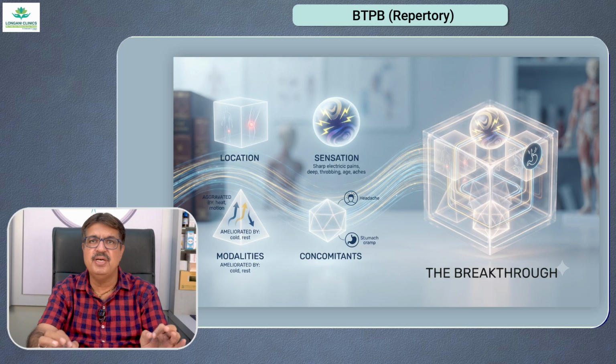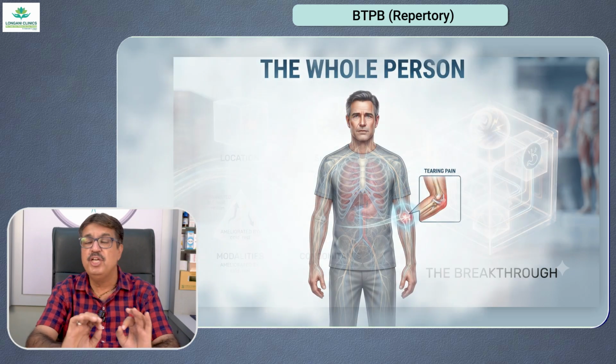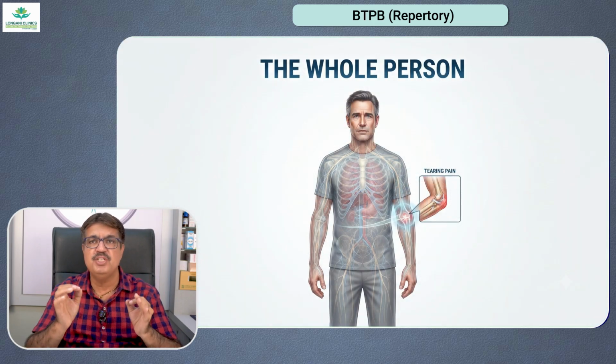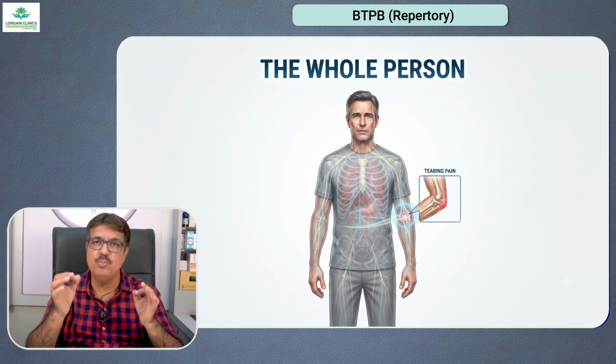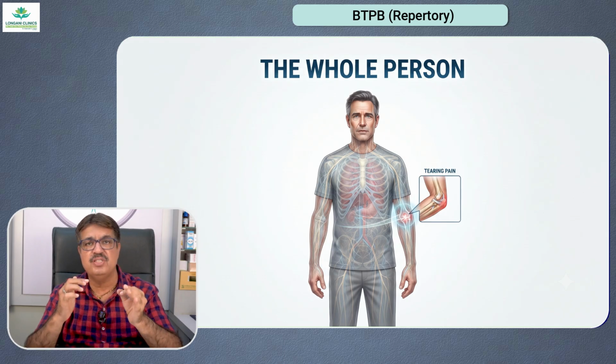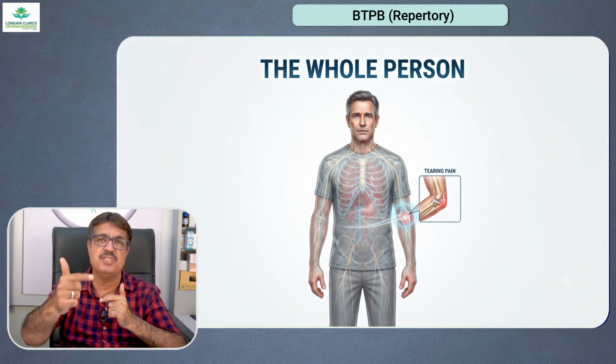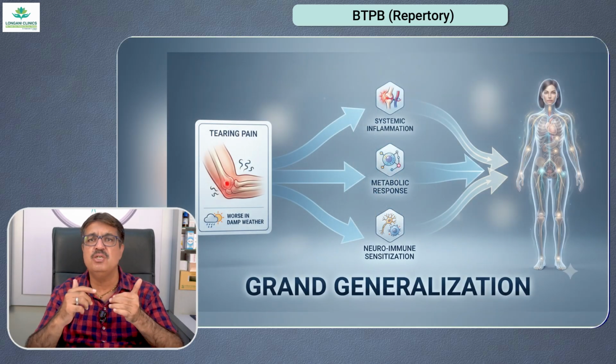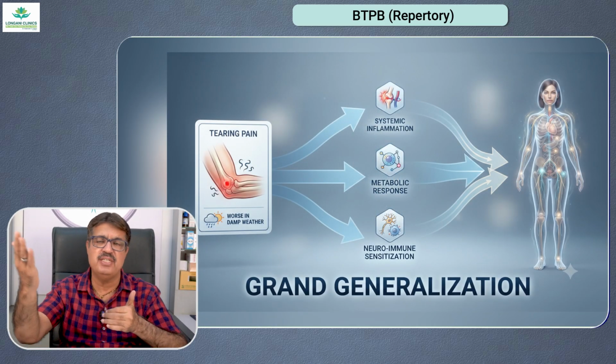But here is where the true magic happened. He noticed that if a patient experiences a tearing pain in their elbow that got significantly worse in damp weather, that damp weather aggravation wasn't just exclusive to the elbow, it belonged to the entire person. He pioneered the doctrine of grand generalization.